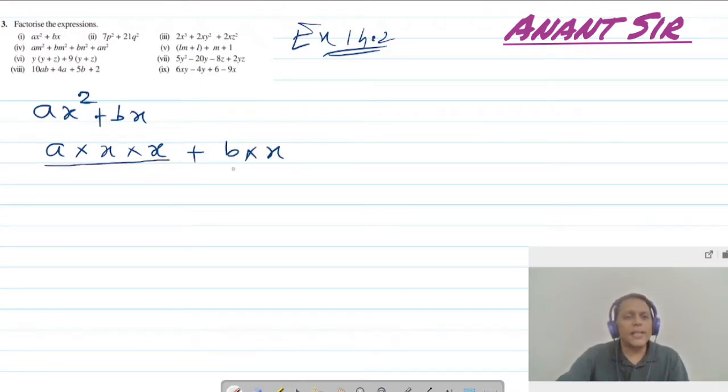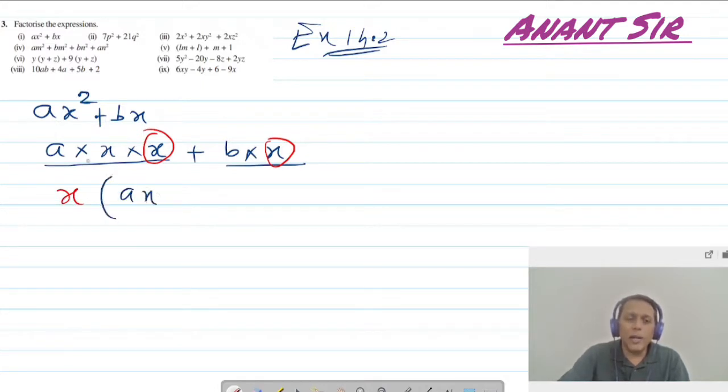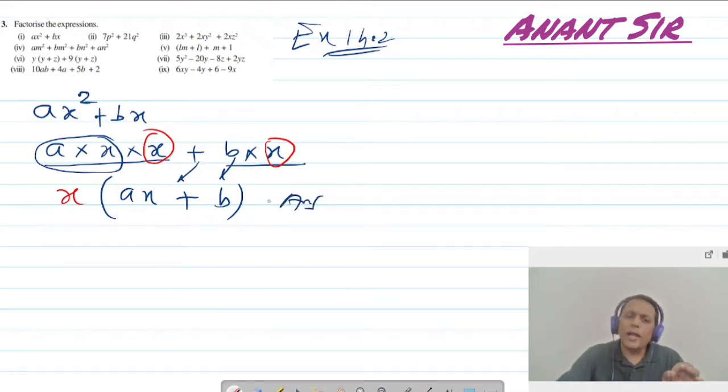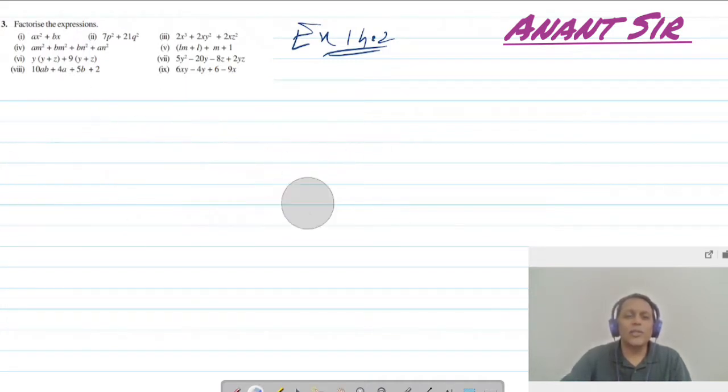So what is it that I can take common from both the terms? So I can take x common, right? So if I take x common, then what will remain in the first bracket for the first term? It will be ax, then it will be a positive sign, and then only b will remain in the second bracket. So this is the final answer, friends, for the first question. See, it was very easy. So let's solve the second one.